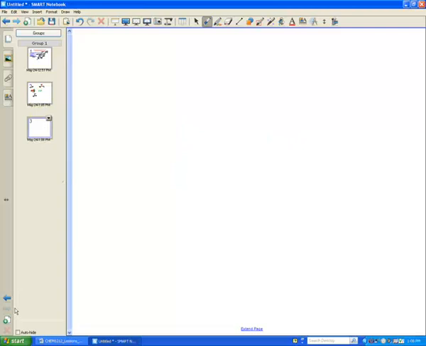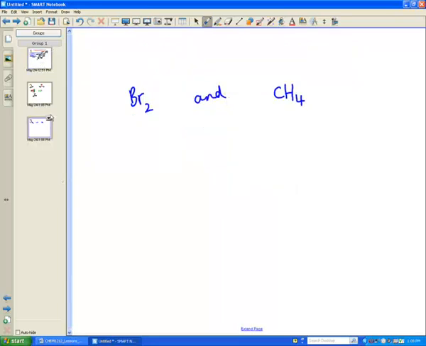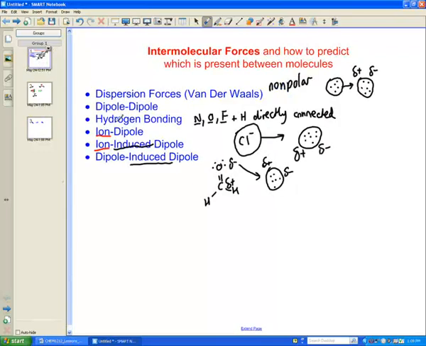Alright, let's do another one. Let's do Br2 and CH4. So once again we want to ask ourselves, what do we have? Are there any ions there? Hopefully you can say no ions, so it can't be those. Do I have any hydrogens directly connected to oxygen, nitrogen or fluorine? Well, the answer is no, so I can't have any hydrogen bonding.